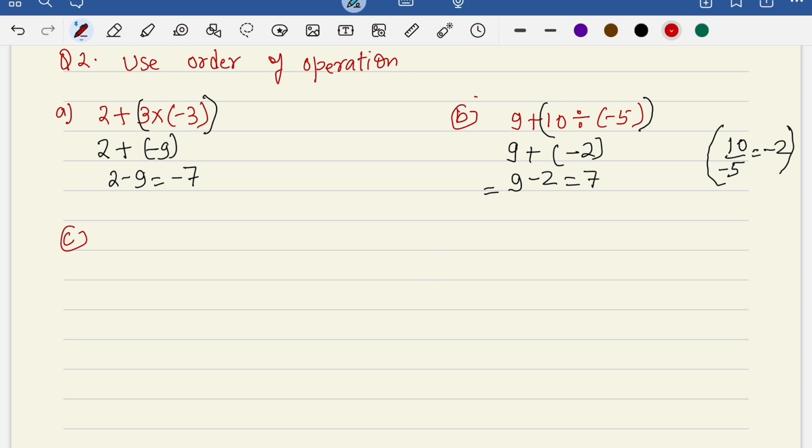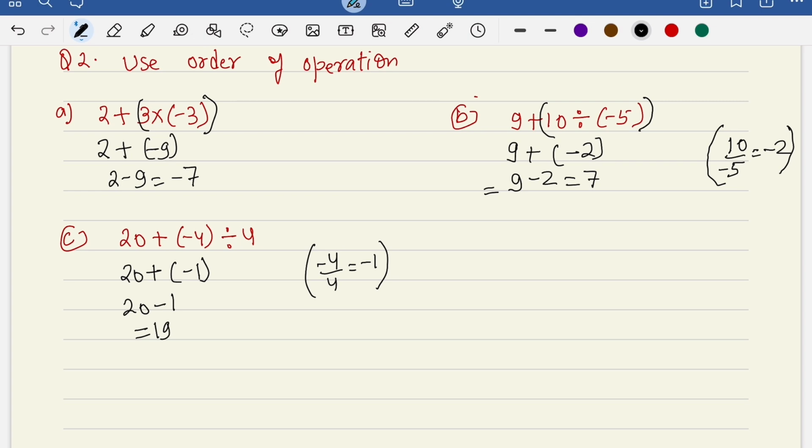C part, 20 plus minus 4 divided by 4. Minus 4 divided by 4 would be done first, that would be division first. So minus 4 divided by 4 is minus 1. After 20 there is plus, but minus 4 divided by 4 is minus 1, so it is minus 1 inside the bracket. Now we solve it, plus minus is minus, 20 minus 1 is 19.